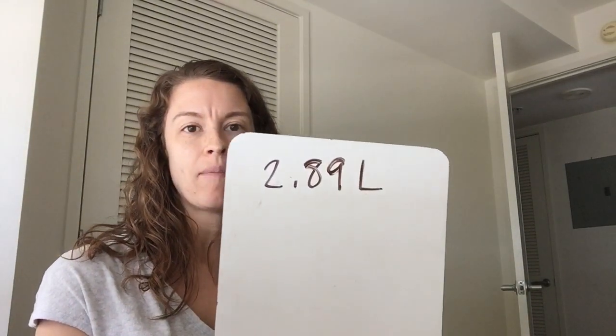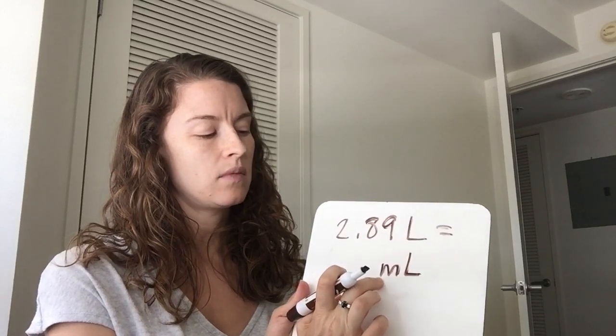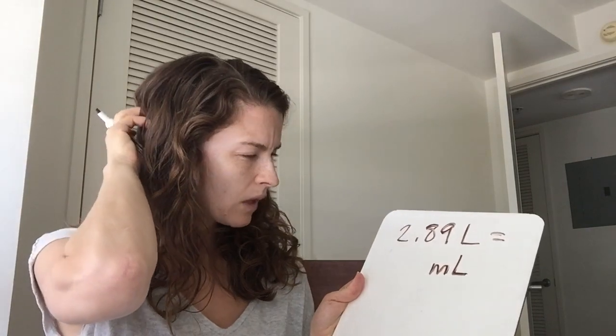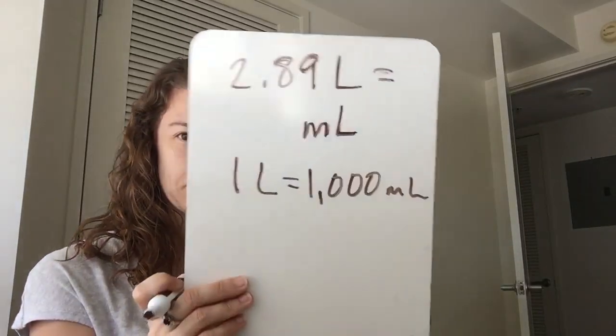So it says we'll do capacity, 2.89 liters. So 2.89, that big L means liter, okay? And then it asks how many milliliters. And it's a little m because it's milli, meaning the smaller unit in a liter. Now, I want you to know that milli means 1,000. There's 1,000 milliliters in a liter. So if 1 liter equals 1,000 milliliters.